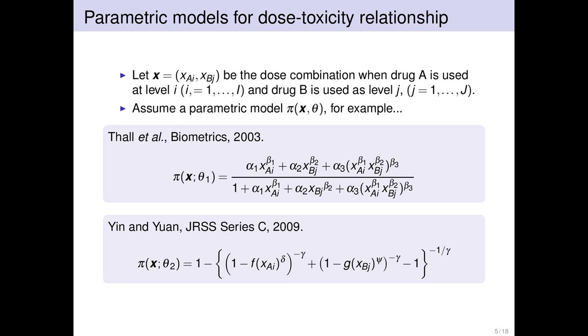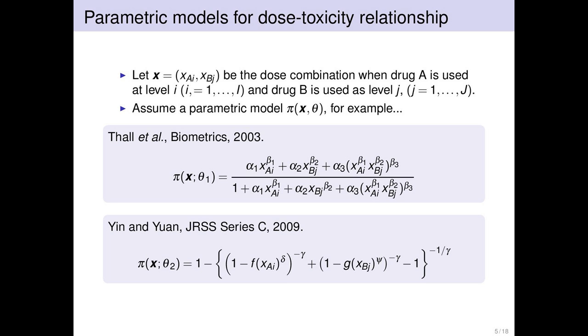In Biometrics in 2003. This is a 6-parameter model, and basically the notation here is that π(x) is the probability of a dose-limiting toxicity occurring. So our outcome here is binary, whether a dose-limiting toxicity occurs or not. And we want to model this using this potentially 6-parameter model. The reason for using this model is that actually if you set either of the drugs to be 0, that is, you only go back to the single agent design, then this model reduces to basically a logistic model.